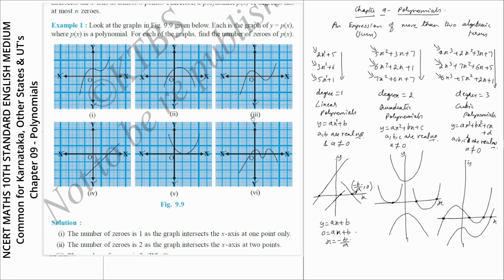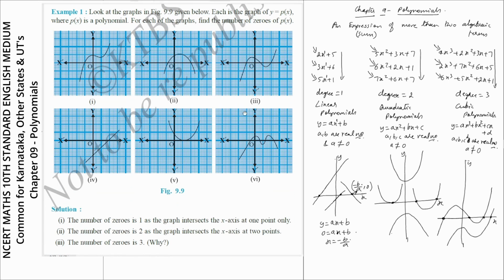Now coming to example 1, look at the graph in figure 9.9 given below. Each is the graph of y is equal to p of x, where p of x is a polynomial. For each of the graphs, find the number of zeros of p of x. Here the first polynomial, when plotted, comes like this. This polynomial is intersecting the x-axis at only one point. Therefore the number of zeros of this polynomial is 1.